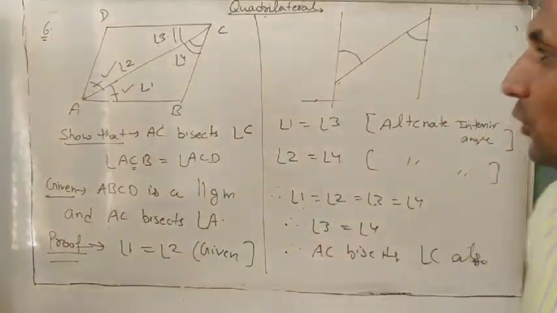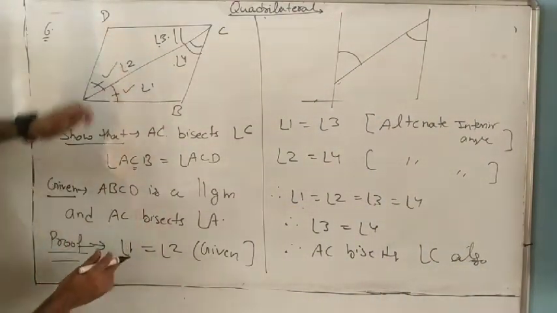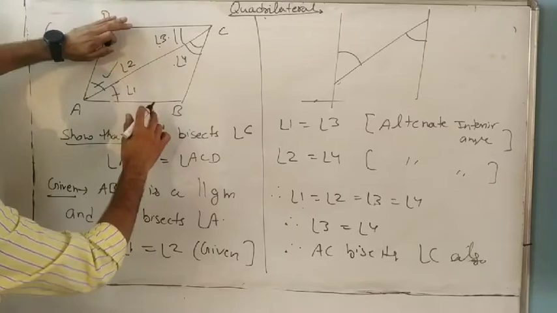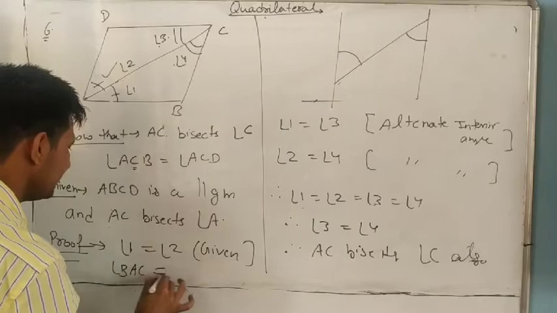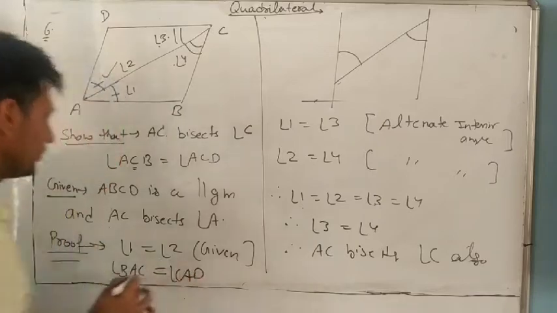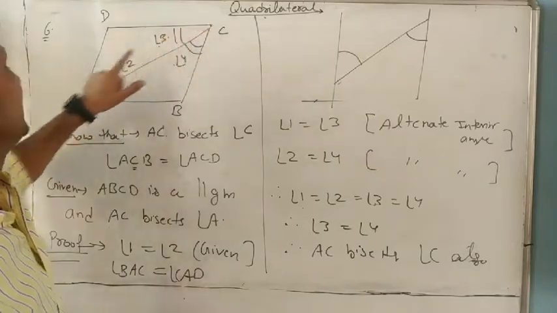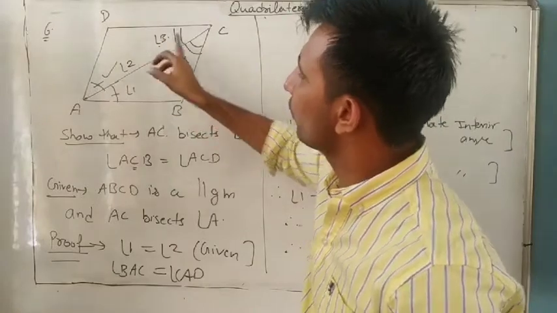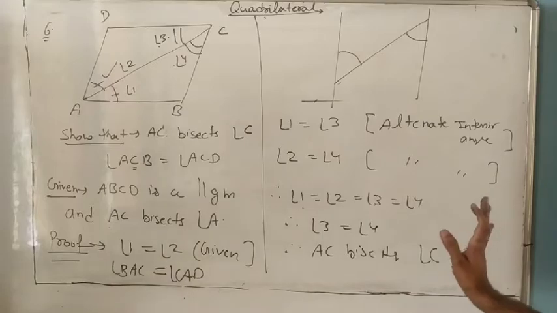Otherwise, if you don't want to take the names, what will you write in place of angle 1? You can write angle BAC equals angle CAD. You can write like this also. And in place of angle 1 and angle 3, DCE. This one may cause some confusion, so it is better you give the names angle 1, 2, 3, 4 like this. Okay, so it bisects this one. Understand?